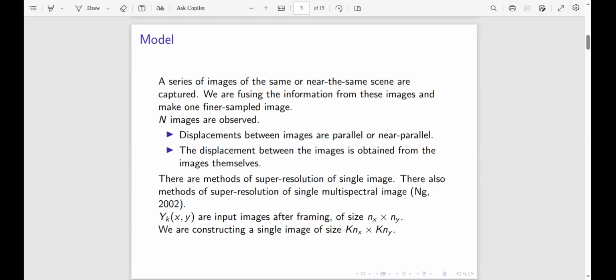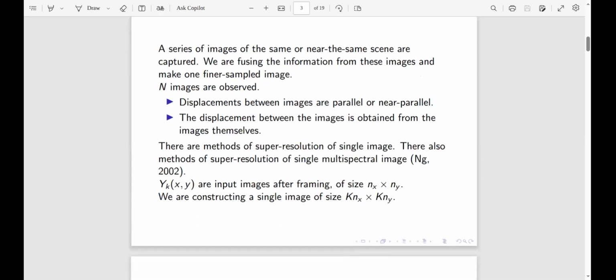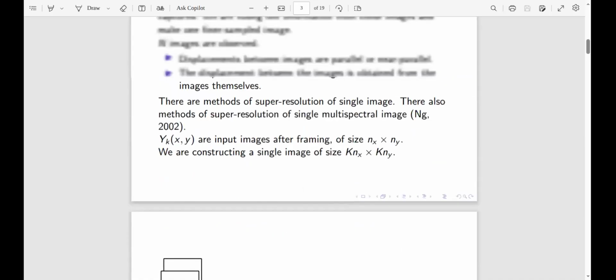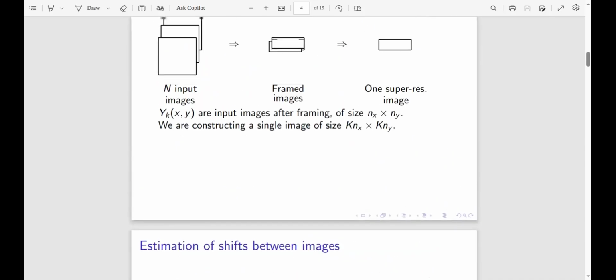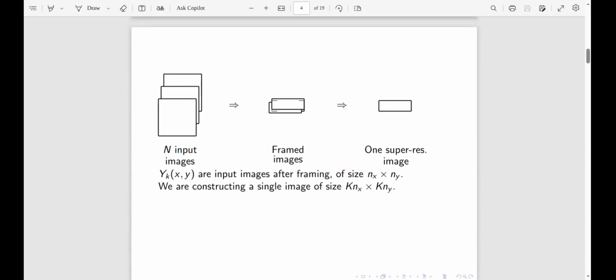Perhaps I should have given the classification of different methods first. So, sorry. We have several input images, and we are trying to construct one image of finer resolution.